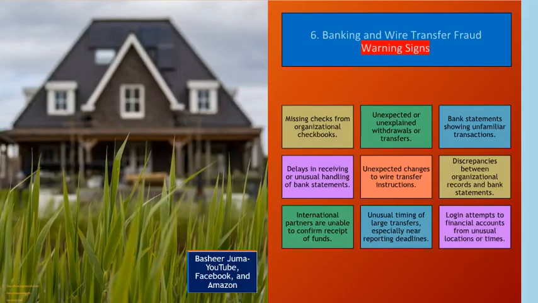Warning signs. Missing checks from organizational checkbooks. Unexpected or unexplained withdrawals or transfers. Bank statements showing unfamiliar transactions. Delays in receiving or unusual handling of bank statements. Unexpected changes to wire transfer instructions.